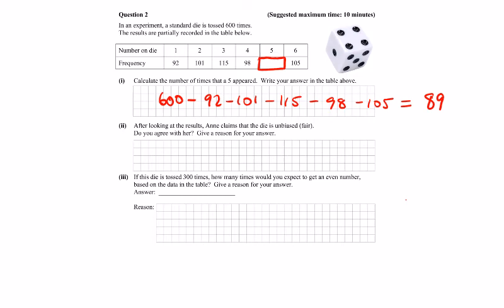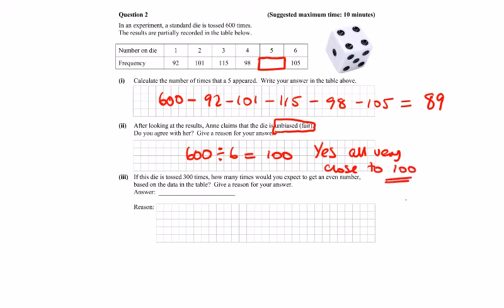After looking at the results, someone claims that the dice is unbiased. Sorry, I said unfair, unbiased, which is actually fair. So yes, let's have a look here. 600 divided by 6, we should get about 100 of each number. Do we get about 100 of each number? It's pretty close to me. I think, yes, I would agree. Yes, all very close to 100 is what I would write here. You're never going to exactly get 100 of each. They're all very close to 100.